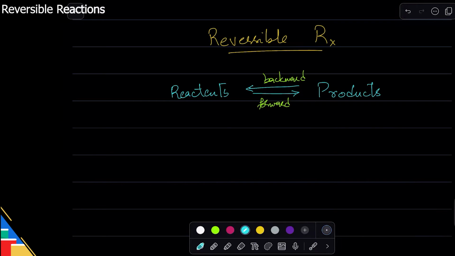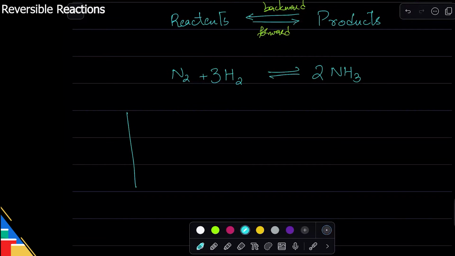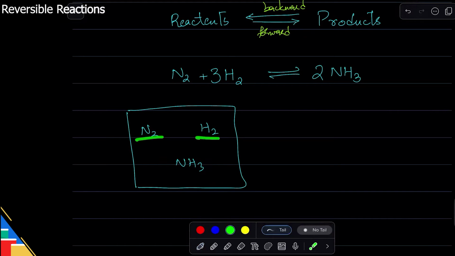A very famous reaction of this type is nitrogen reacting with hydrogen, producing ammonia. Let's balance this. Okay, so that's what we have. Now, what this means is that if you have one reaction vessel in which you have nitrogen reacting with hydrogen, making ammonia, then the same ammonia can go back and produce nitrogen and hydrogen in the same vessel, in the same situation. So this can go back, which is the backward reaction, and this can go forward and make that. It has to happen in the same vessel, and it can go in forward and backward direction. That's what makes it a reversible reaction.